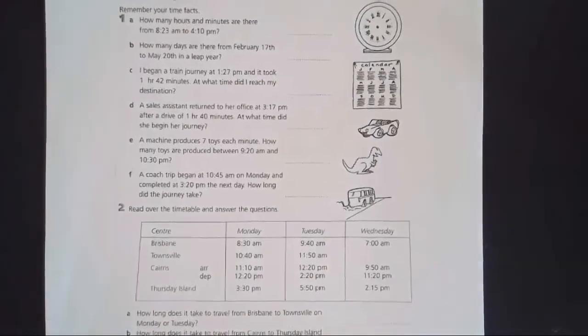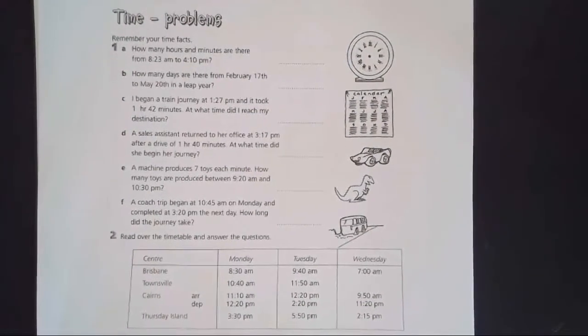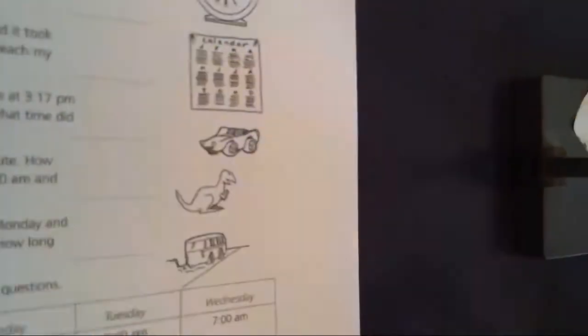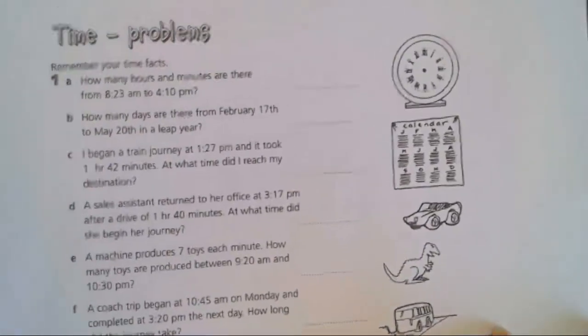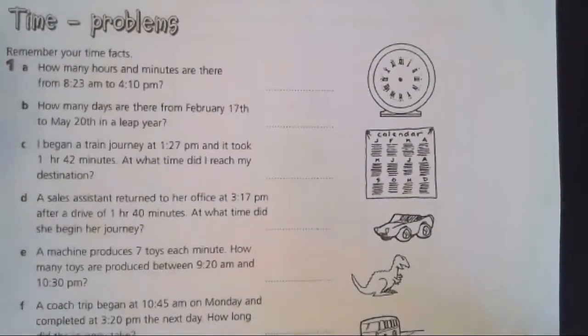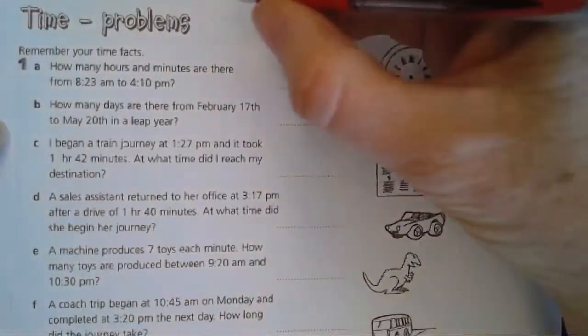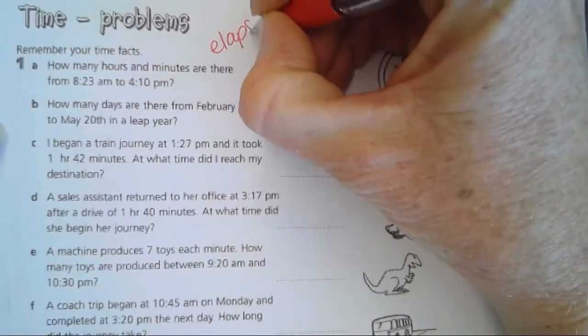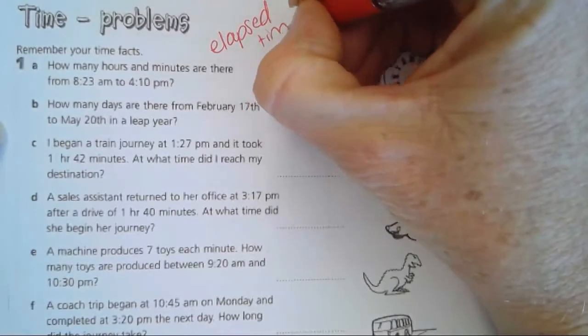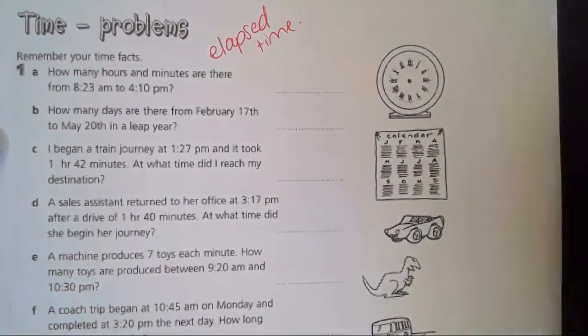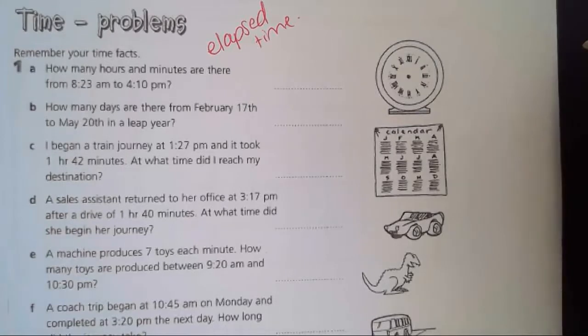Lots of problems on here to do with time, okay? A couple of times we've gone through types of questions like this. This is called elapsed time, and that means the time between 2 points in the day or night.